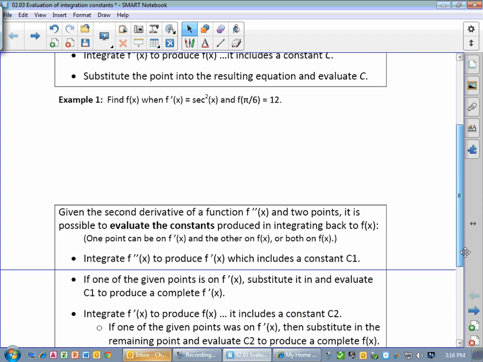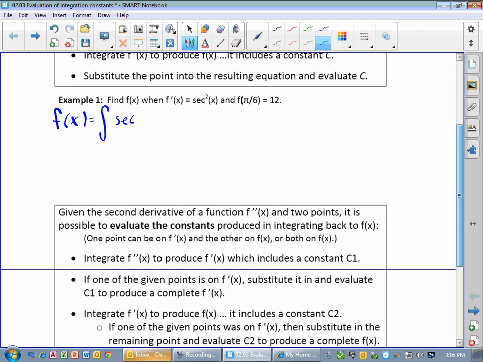Let's do one example, and then we'll do a little more complex problem. So it says find f of x when f prime of x equals secant squared of x. And we're given this initial value: f of pi over 6 is 12. So first off, f of x is the integral of f prime, so it's the integral of secant squared x dx. Now remember, the integral symbol and the dx go together whenever we write the notation. We want to make sure we put both.